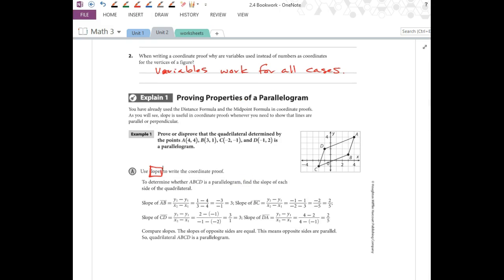You can see in the work, I'm not going to go through this entirely, that the slope of AB is 3. Then BC has a slope of 2/5. The slope of CD is 3, so what can we say about AB and CD? Parallel. The other side, AD, was 2/5. So we've got two pairs of opposite sides parallel, therefore we've got a parallelogram.